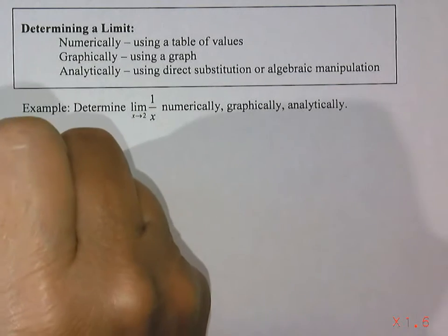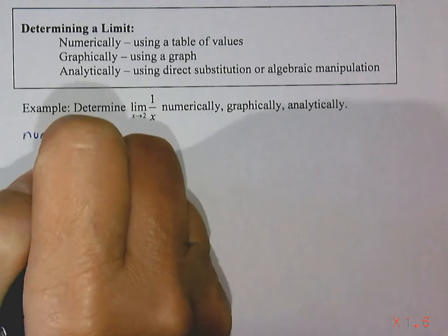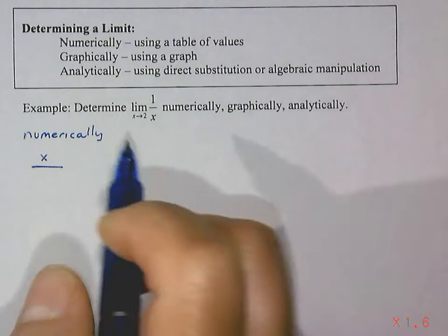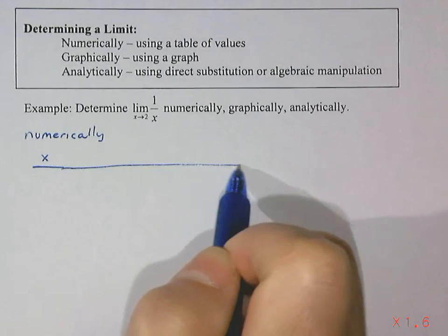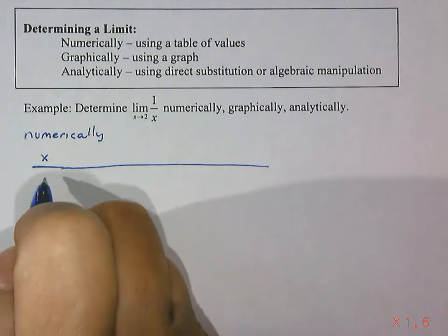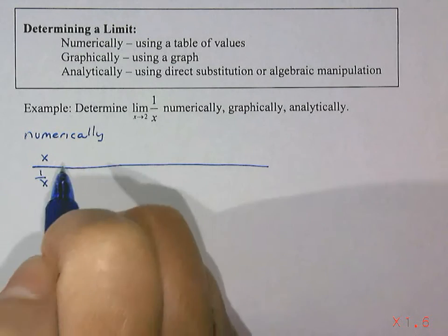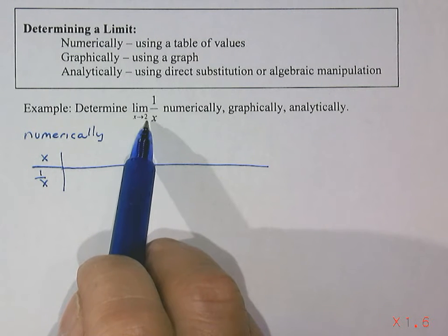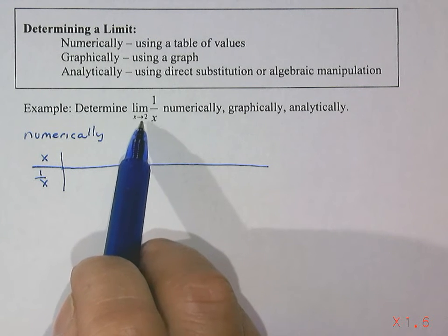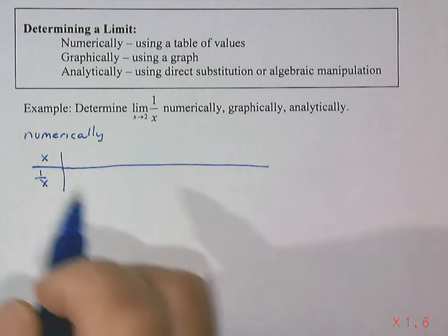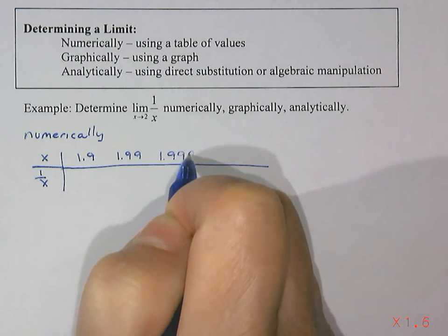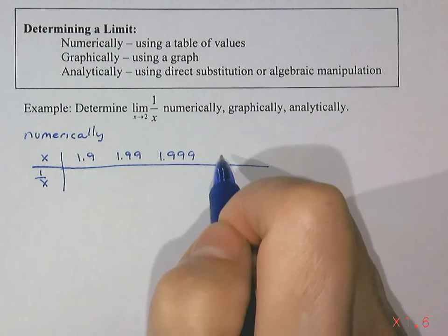To find this numerically, I'm going to use a table of values. So I would have x, my independent variable. F of x is equal to 1 over x is my dependent. I want to pick values that get close to 2. So I'm going to choose, on a number line, numbers left of 2, like 1.5, 1.6. But I'm going to get closer and closer to 2. So I'm going to choose 1.9, 1.99, 1.999. I can even put a 2 in there if I want to.